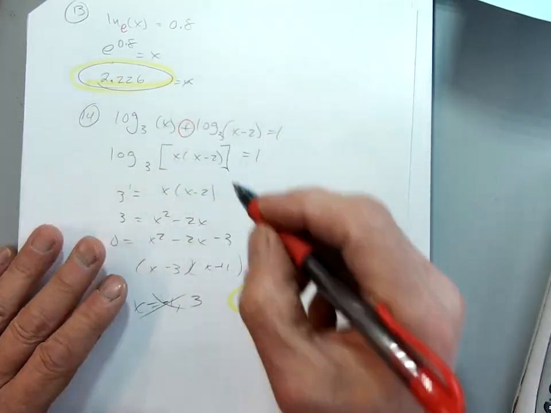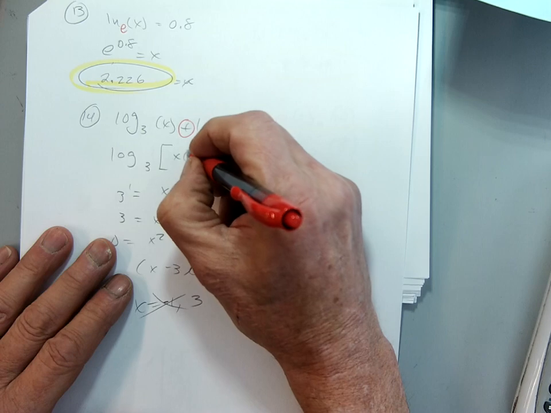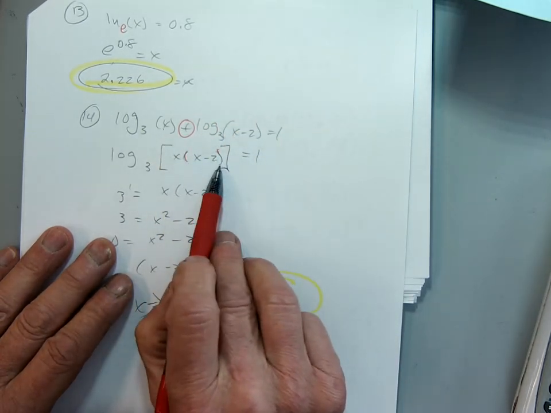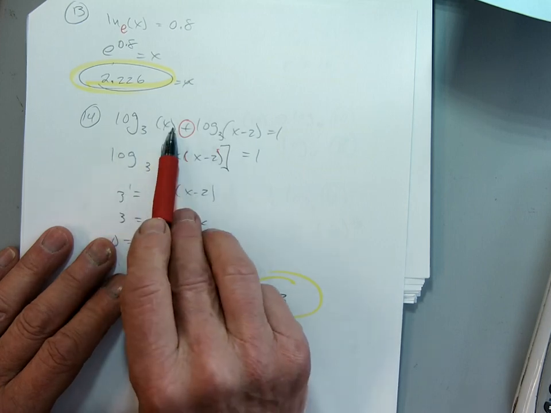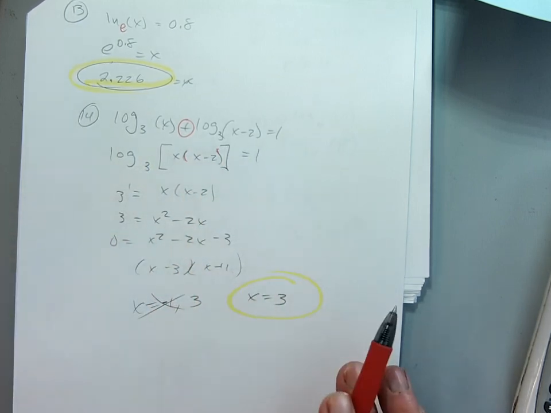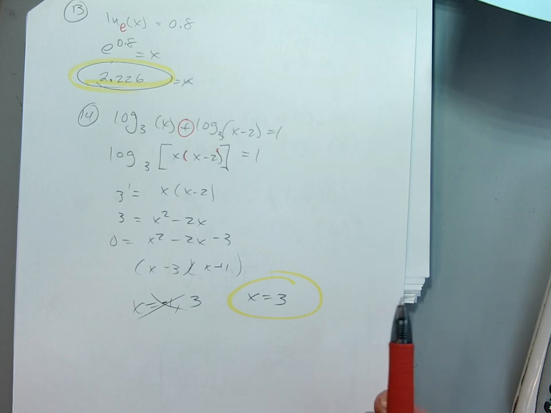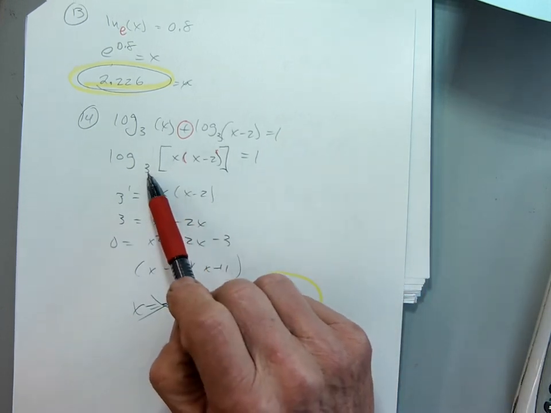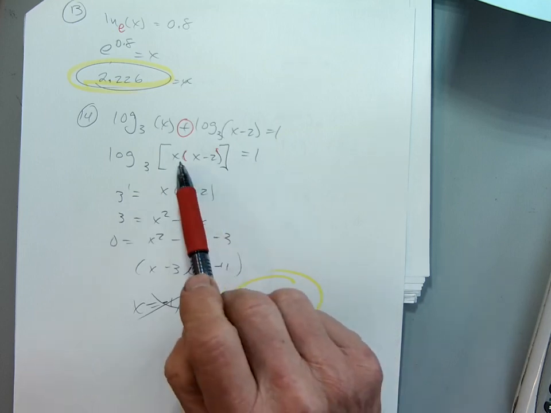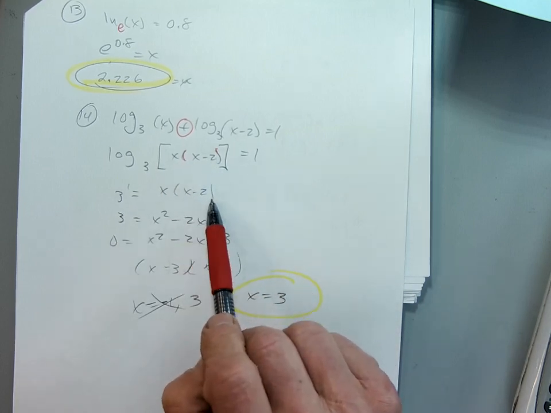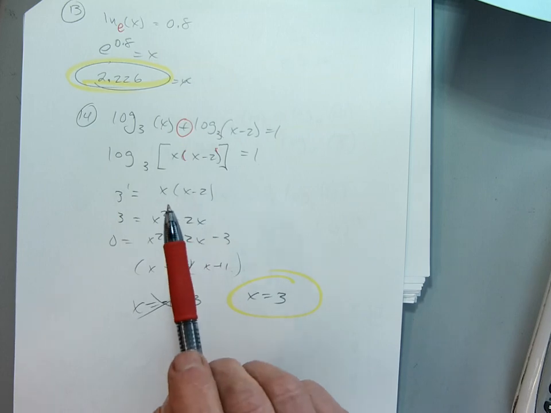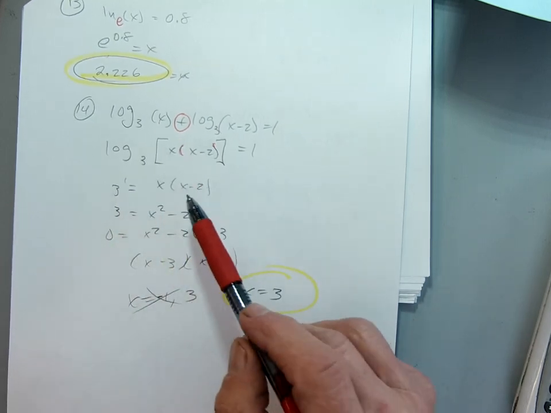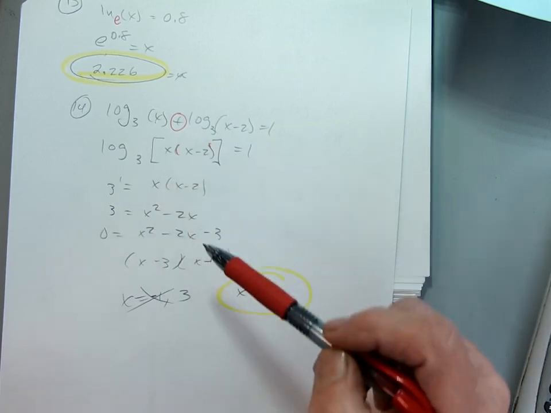Finally, number 14, I need to bring these two logs together because I want a single log. So instead of plus, I put them together as times, okay? So I multiplied the x times the x minus 2. So I got log base 3 of x times x minus 2 equals 1. Then I changed it to exponential form. 3 to the 1 power equals x times x minus 2, okay? So then I know 3 to the 1 is 3, and then I get x squared minus 2x.